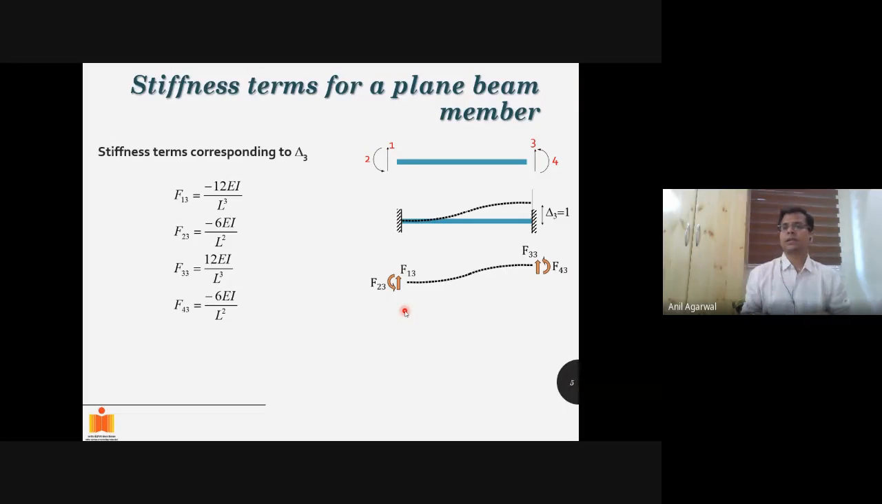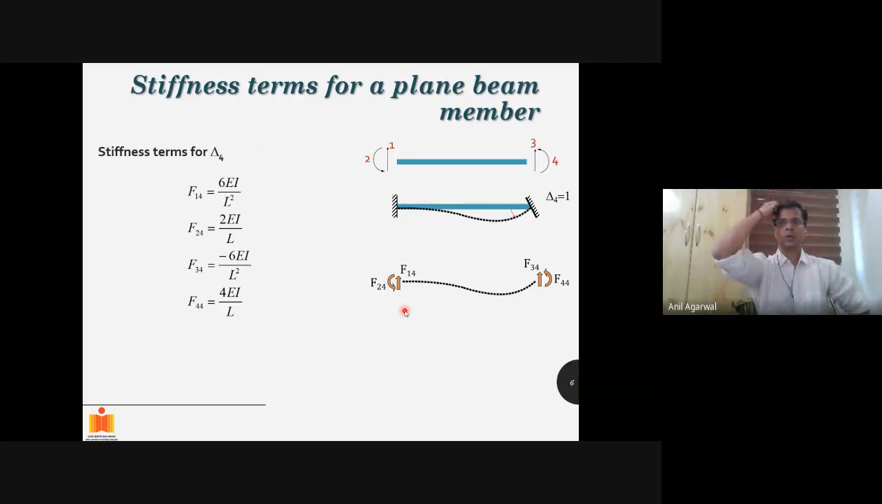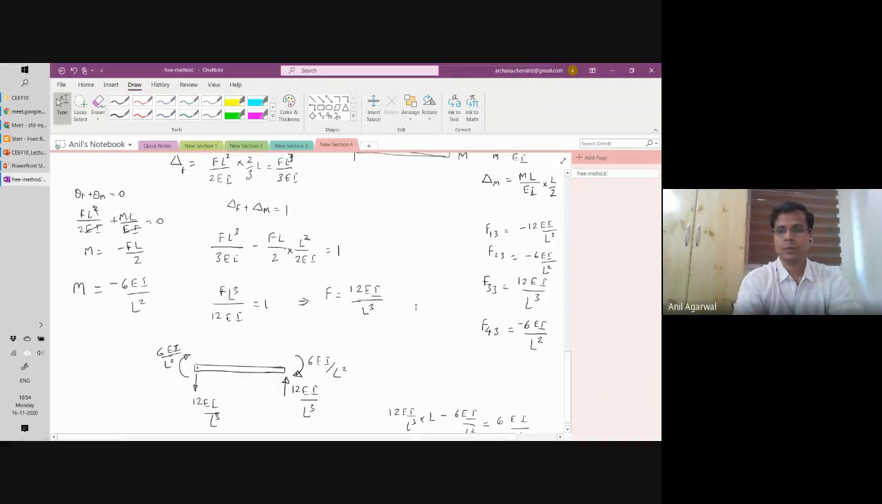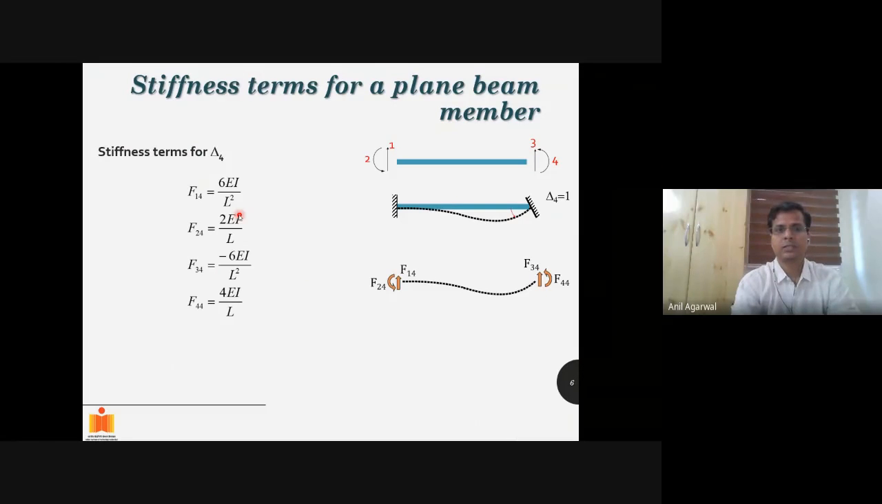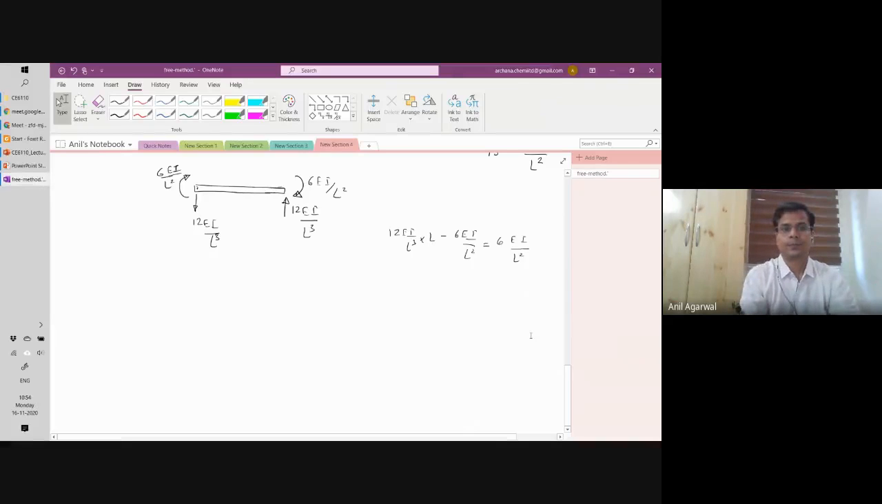Okay. So likewise, you will get forces at all 4 degrees of freedom for creating a unit displacement in the third degree of freedom. Likewise, you can do it for all other cases. We will do one more for unit displacement at the fourth degree of freedom. Okay. So we want to calculate the stiffness terms for delta 4.